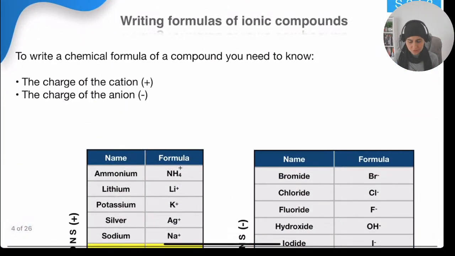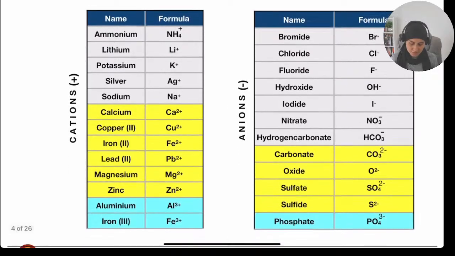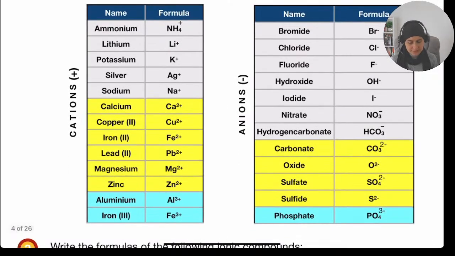Next, we need to know how to write formulas of ionic compounds. My students love this table. This is the table which has all the names and formulas of all the cations and anions you need to know for IB. This is from the specification. For metals, metals are cations. Metals and ammonium are cations, so they are positively charged.